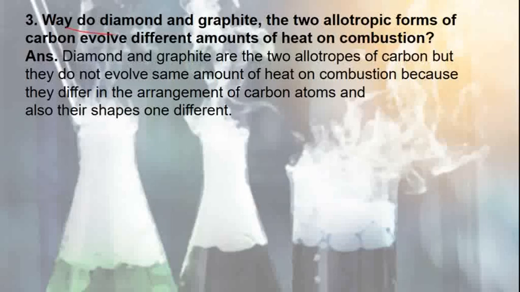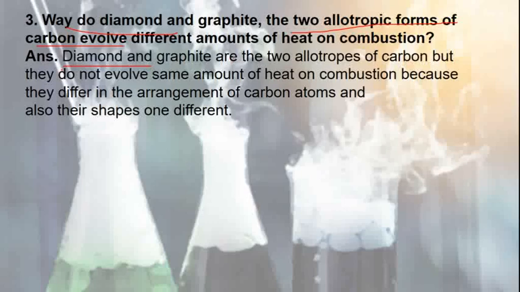Why do diamond and graphite, the two allotropic forms of carbon, have different amounts of heat on combustion? So we need to answer this question. As we know, diamond and graphite are two allotropes of carbon. If you don't know, you can study it in the carbon and its compounds lesson. So diamond and graphite are two allotropes of carbon. So why will they release different amounts of heat?